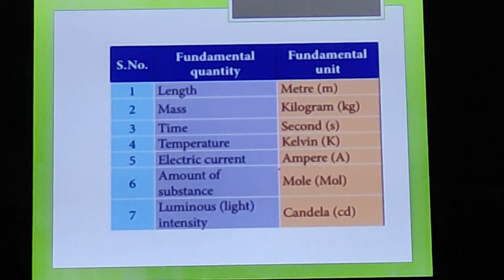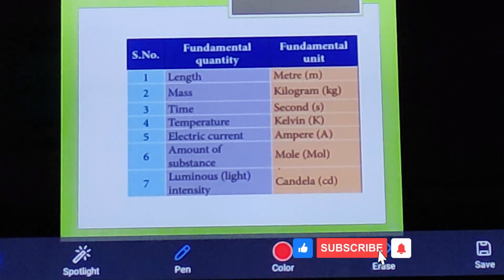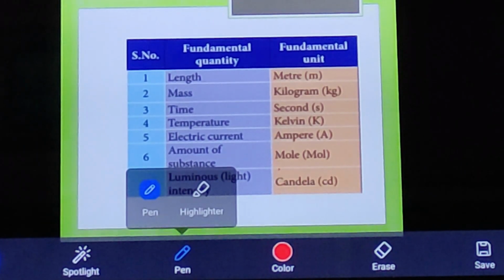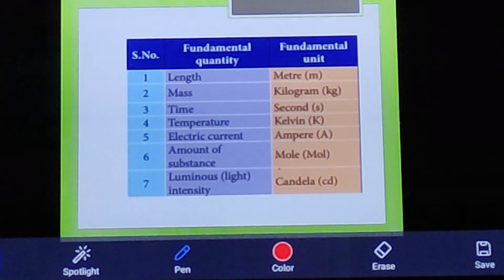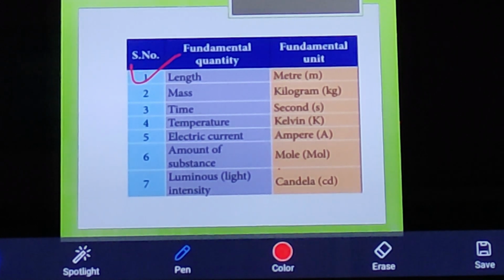Among the fundamental quantities, the first one is length. If I want to measure the length of a substance, length is always measured in the SI system in meters. These are the fundamental quantities: length, mass, time, temperature, electric current, amount of substance, luminous intensity. These are the 7 fundamental quantities.